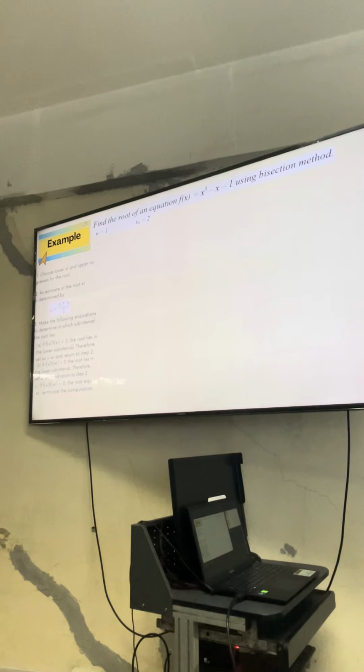Since you can't get the load because the power is small, at least 5 iterations only. You get the root when the function of XL times the function of XR equals 0. But since you didn't get that, at least 5 only. So choose XL and XU guesses for the root. Second condition, an estimate of the root XR is determined by XL plus XU over 2.